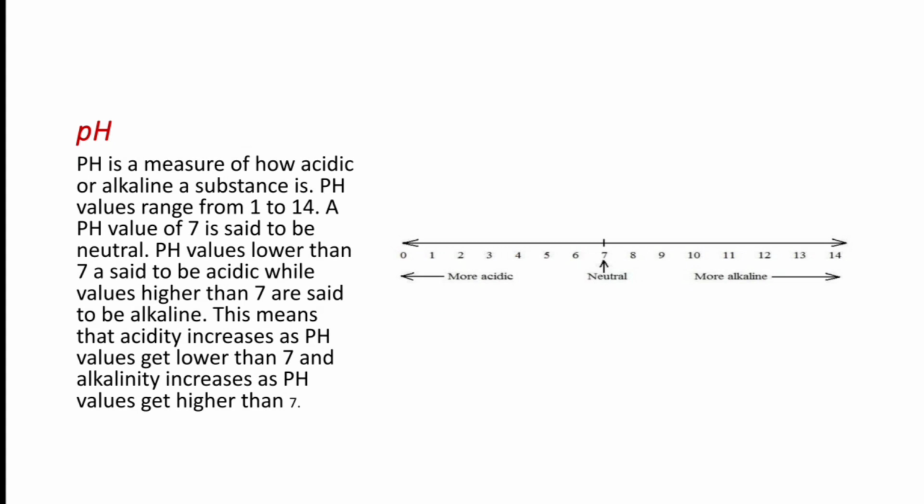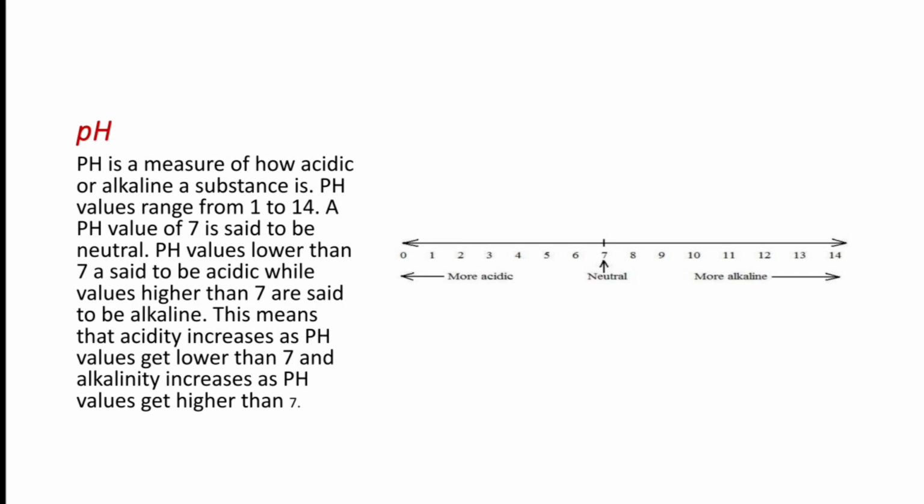So we've got the pH that we have here, and it ranges from 1 to 14, yeah? And then they're saying that a pH value of 7 is said to be neutral. An example of something that has this pH value of 7 is water. Water is neutral. It is not acidic, it is not alkaline. It is just neutral. So water has a pH value of 7.